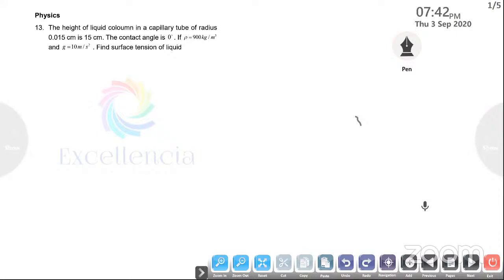Right. Good evening, students. We'll be continuing the paper discussion of today's JEE Mains paper. And actually, we have to continue from question number 9, so we'll do those questions later. Now question number 13 is basically from the surface tension chapter.